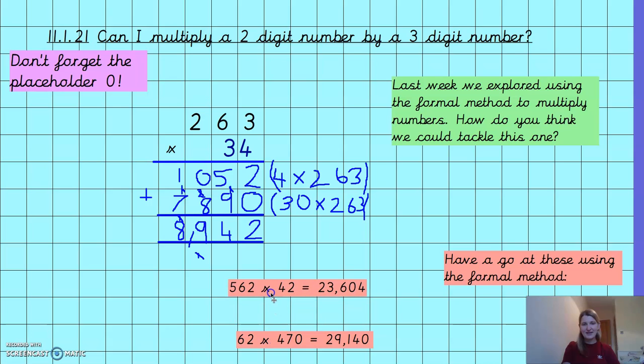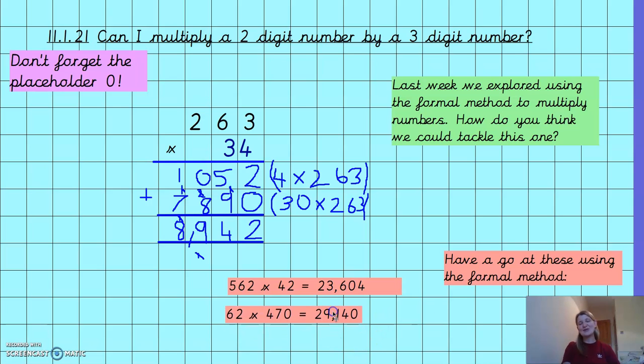Okay, let me expand them in case that's a bit small for you. There we go. 23,604 or 29,140. Okay, right. Hopefully you're feeling good with that. If you're not, perhaps have a little play around. Perhaps make yourself some questions with a 3-digit, a 2-digit. Have another go. If you're ready, though, I'm going to move on to looking at how we would tackle it with some word problems, okay?